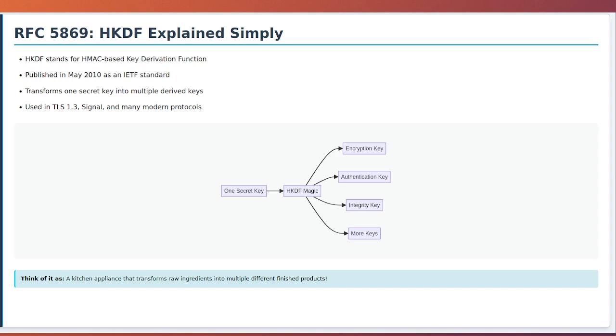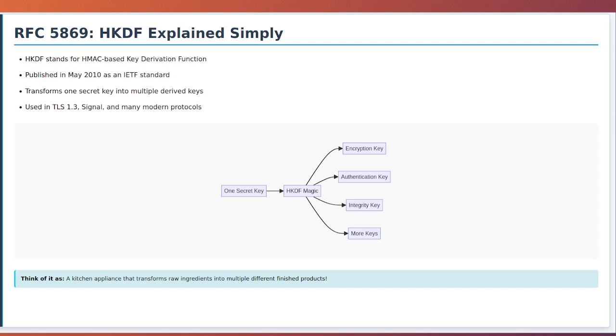Think of HKDF as a special kitchen appliance that takes raw ingredients and transforms them into multiple different finished products. Just like you can take flour, water, and yeast to make bread, rolls, and pizza dough, HKDF takes one piece of secret key material and stretches it into multiple cryptographic keys that can be used for different purposes.